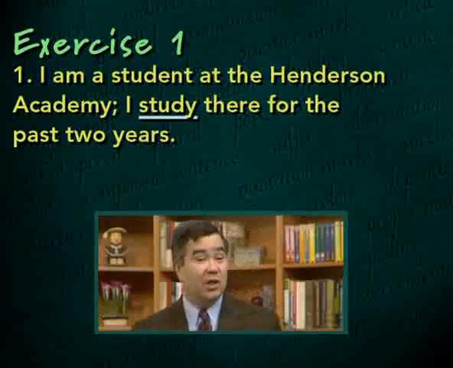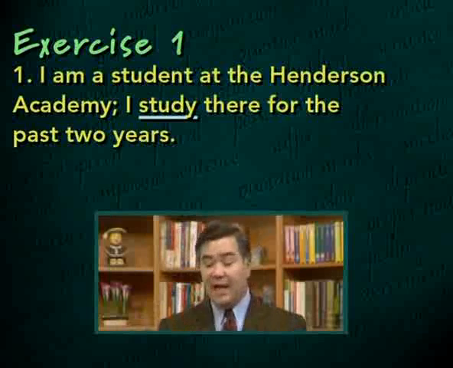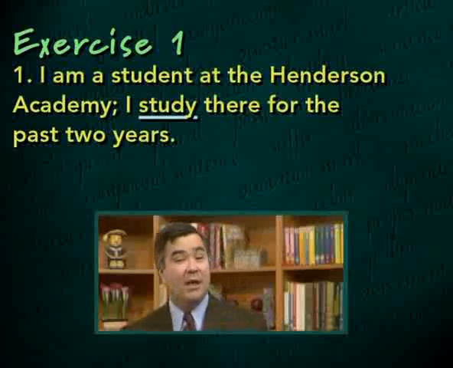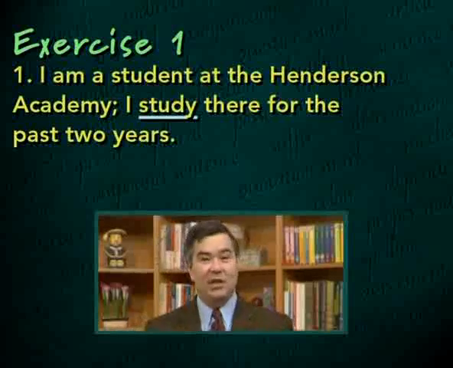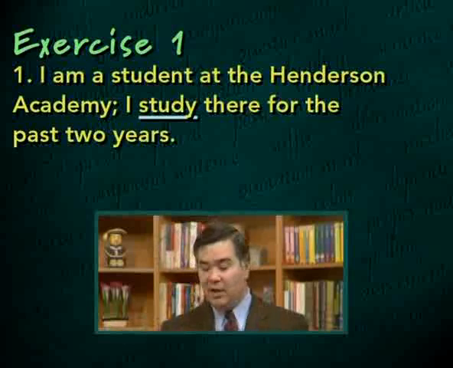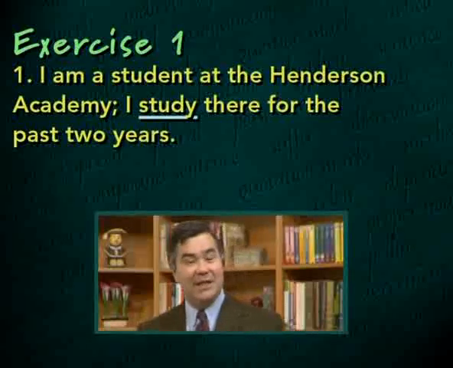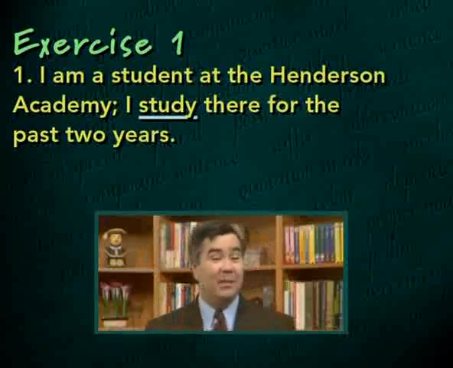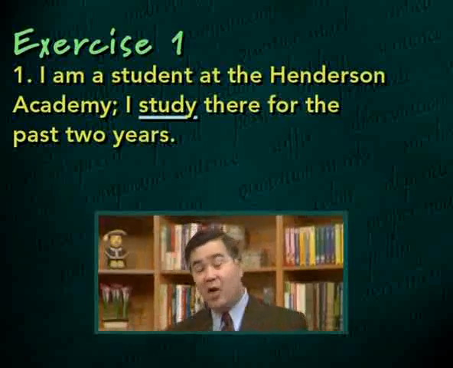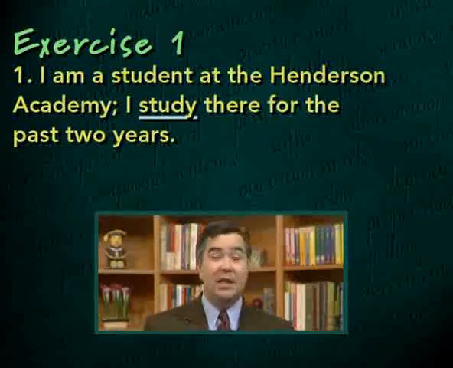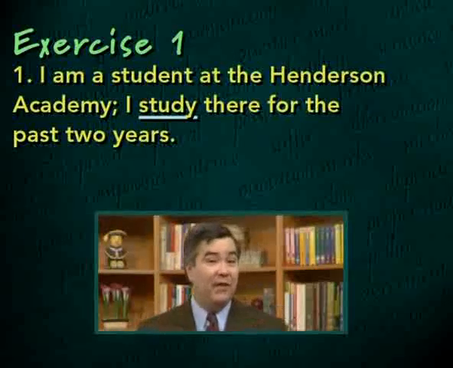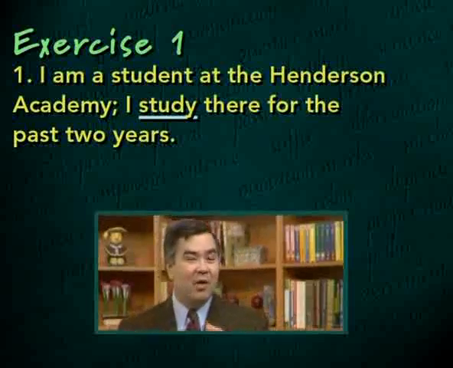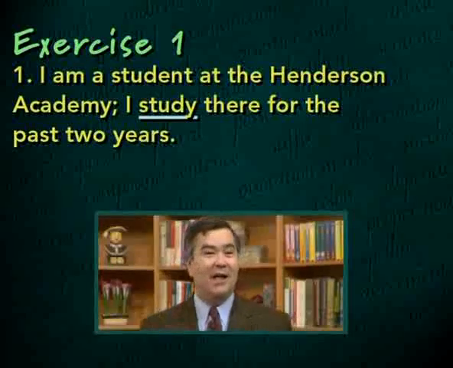Well, there are 2 actions described in this sentence. One is, I am a student at the Henderson Academy. Now, that's a present tense verb, meaning that being a student at the Henderson Academy is something that's happening right now. What about the studying? Is that something that's happening right now? Well, yes and no. Because I'm a student at the Henderson Academy, I am studying there now, but I've also studied there over the past 2 years. The sentence makes it clear that this is an event which took place in the past and is continuing up to today. Now remember, what English tense is used to describe that kind of action?